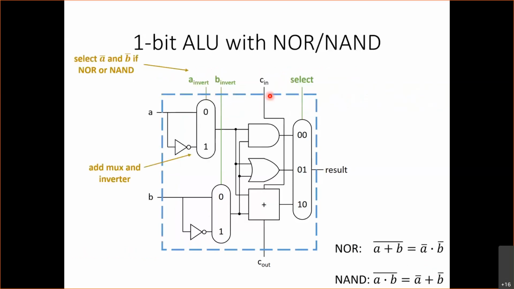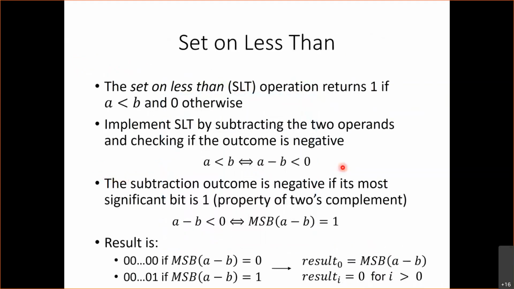Next, we looked at building NOR and NAND operations, and we said that we already have an AND gate and an OR gate. And by De Morgan's law, NOT (A OR B) is like having NOT A AND NOT B. So what we did is we used the AND gate that we already had and simply inverted the inputs to the AND gate in order to get a NOR gate. We already had B invert from subtraction, so the only thing we had to add is also being able to invert A. And similarly for NAND, we inverted the inputs of the OR gate, and that gave us a NAND gate. And then finally, we looked at set on less than.